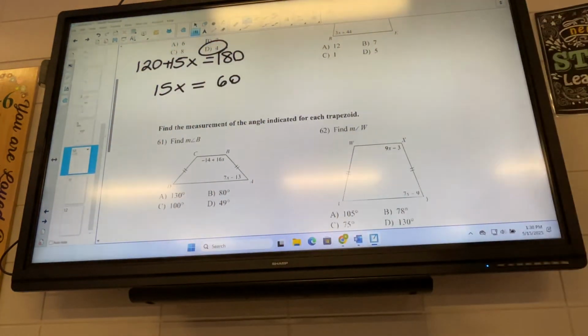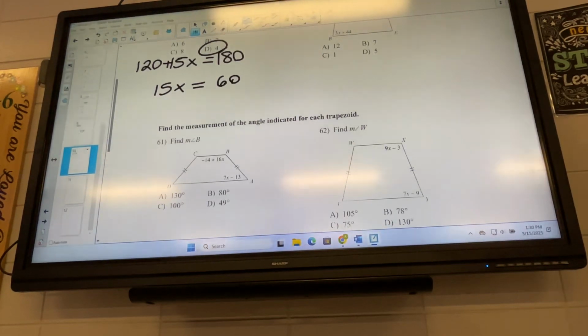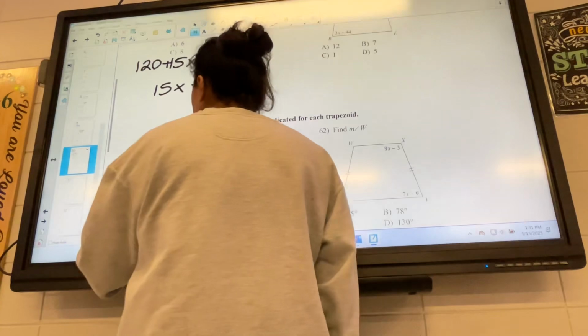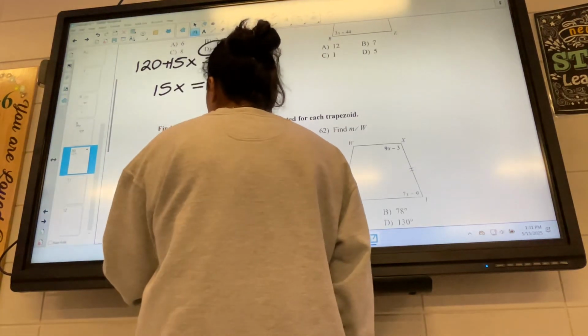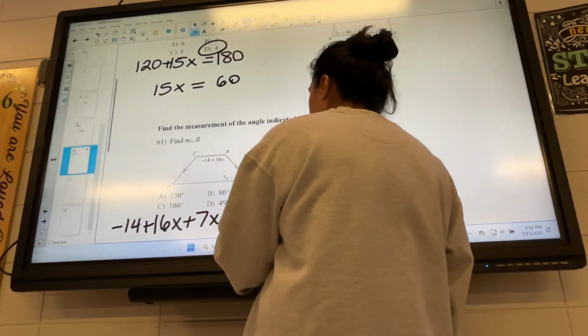Okay, 61, are those two the same or are they different? They're different. Okay, so we're gonna add them together and set them equal to 180. So negative 14 plus 16x plus 7x minus 13 equals 180.